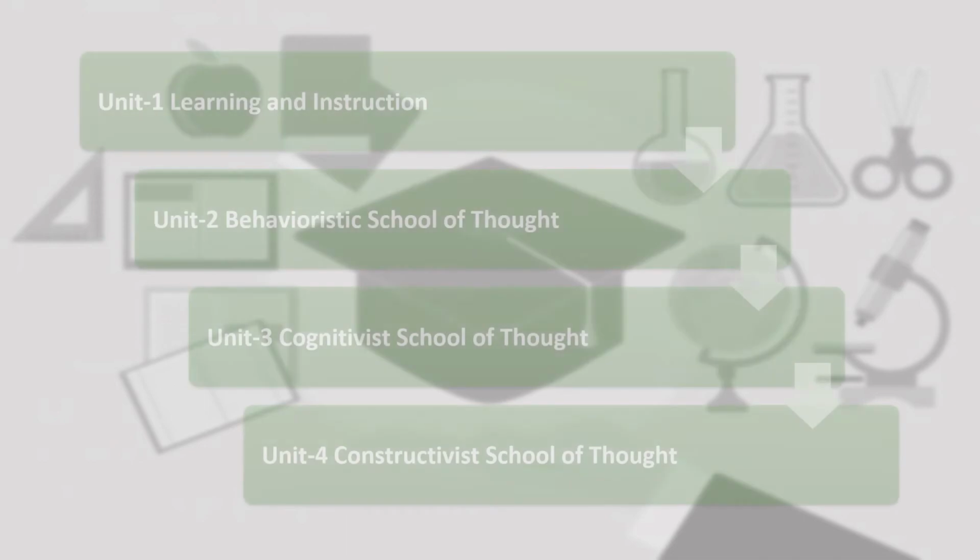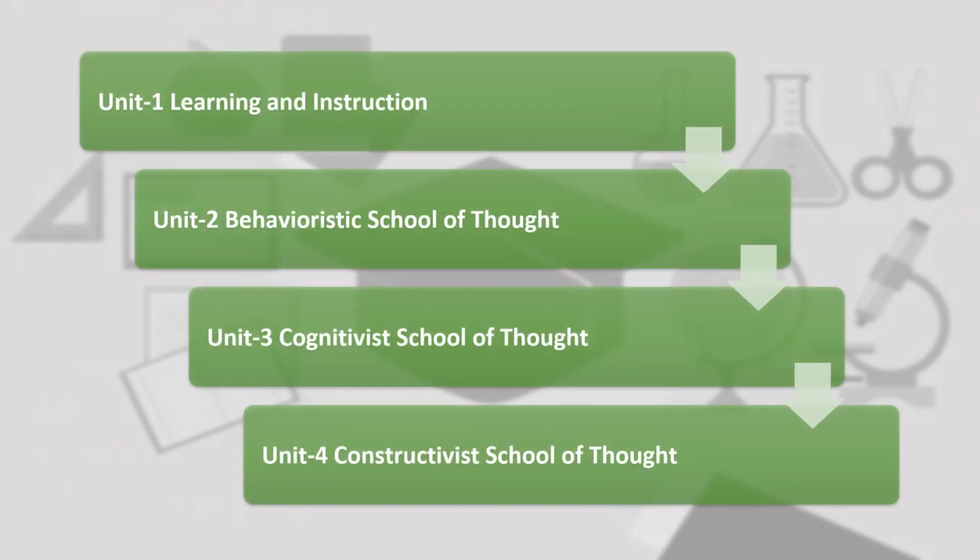This block has been divided into 4 units. The aim of this block is to help you to understand the concepts of learning and the theories of learning. The learning theories in this block include the behaviorist school of thought, the cognitivist school of thought, and the constructivist school of thought. This block deals with learning and instruction and the relationship between learning and instruction. You will be able to understand the conditions under which learning takes place as well.